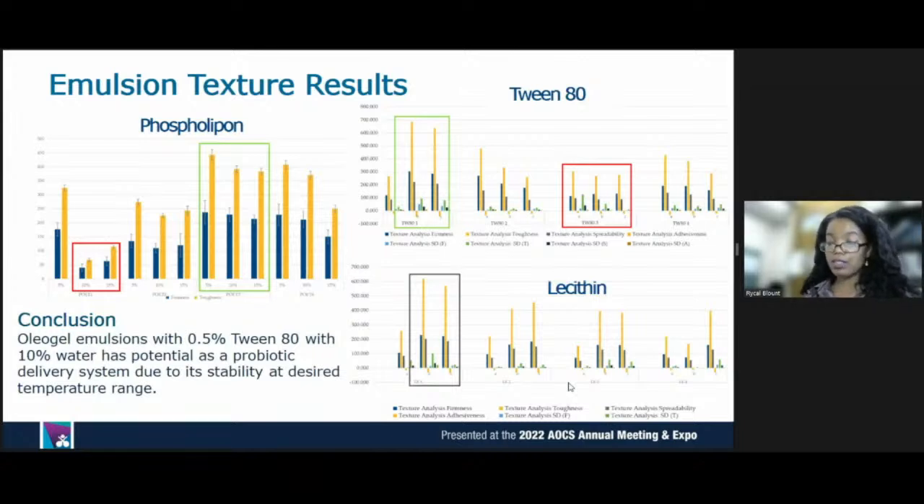The increased water content did cause increased phase separation within each emulsion sample set. However, this does not always correlate with a reduction in oil gel emulsion structural stability and firmness. Furthermore, oil gel emulsions with 0.5% Tween 80 at 10% water content have the most significant potential as a probiotic delivery system due to their stability at the desired temperature range. So thank you very much for your time and attention, and I'm ready for questions.